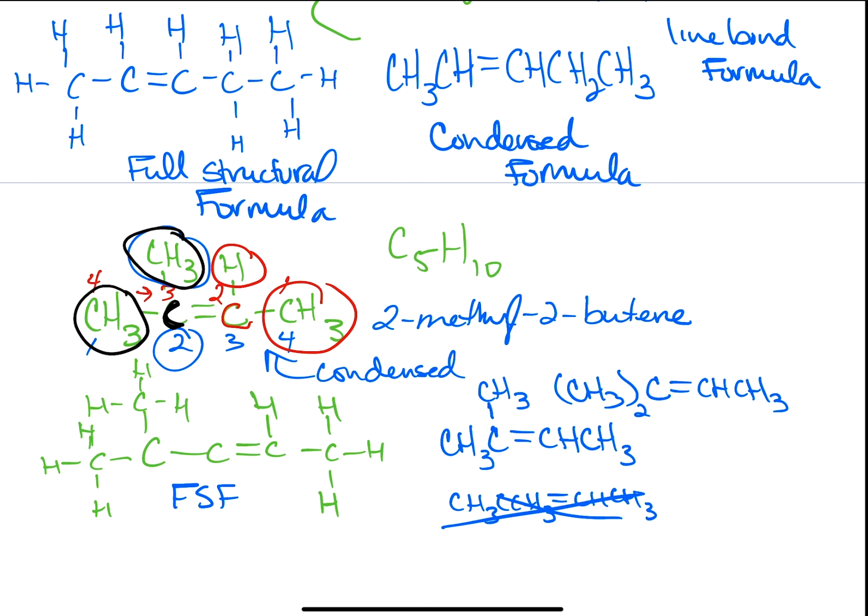All right, so we did a bunch of versions of condensed. So let's do some line bond on this one. So line bond or skeletal format, whatever you want to call it. All right, so what I would do is I would start with the double bond. Let me do it in black just so you can see it a little bit better.